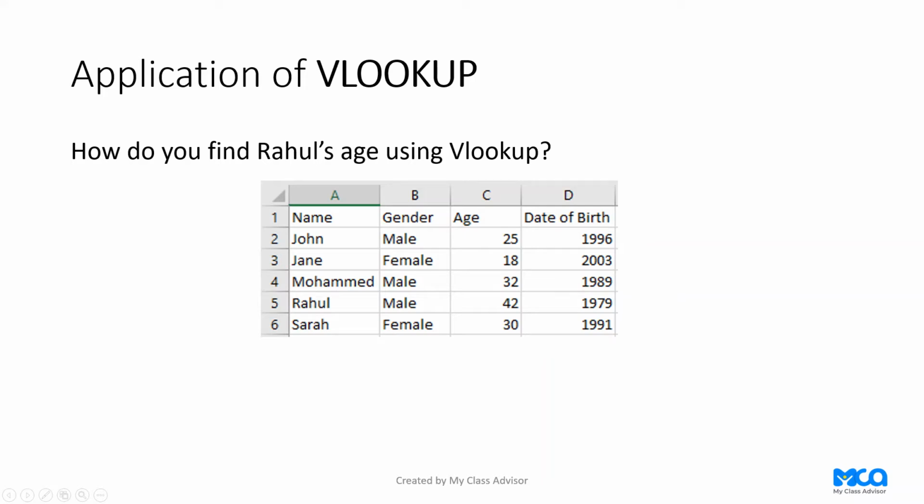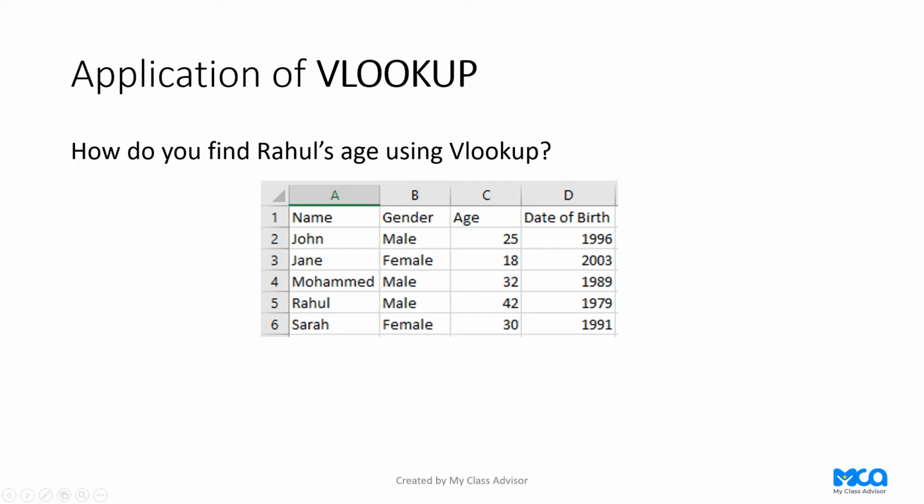The syntax may be a bit overwhelming. So here's an application of how we use VLOOKUP, which will help you better understand how this function actually operates. Here is a dataset of a bunch of people with names, sex, age, and date of birth. Now, we want to find what Rahul's age is using the VLOOKUP function.